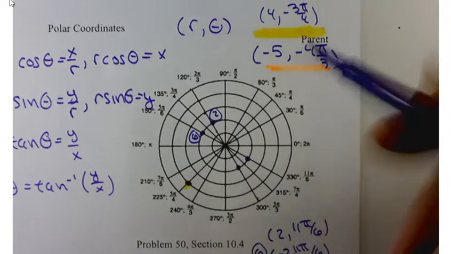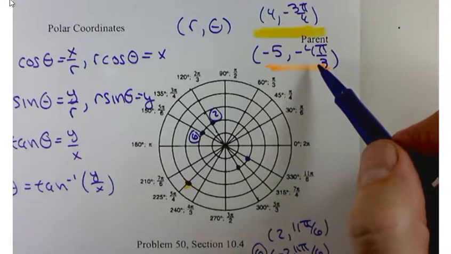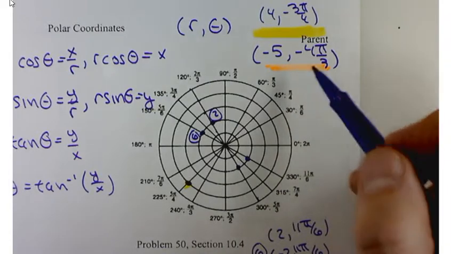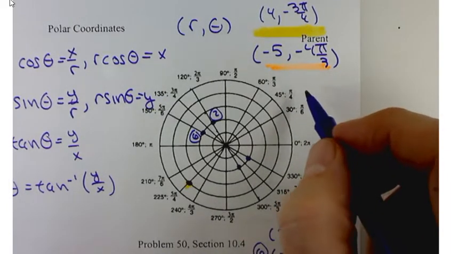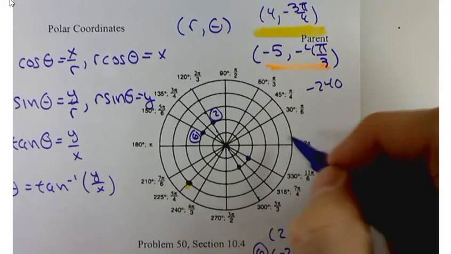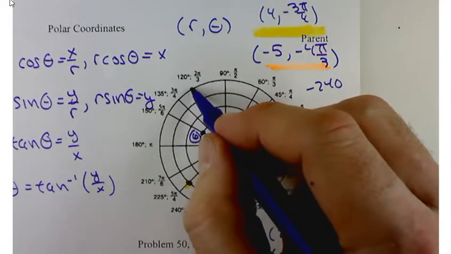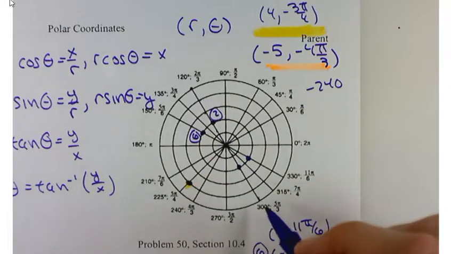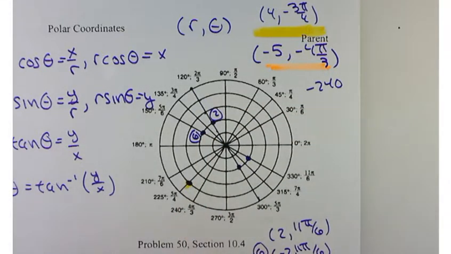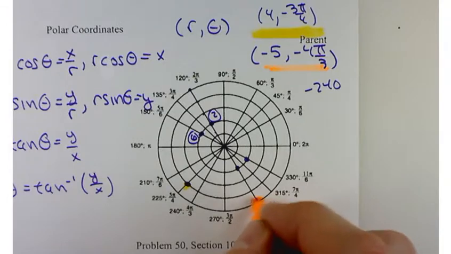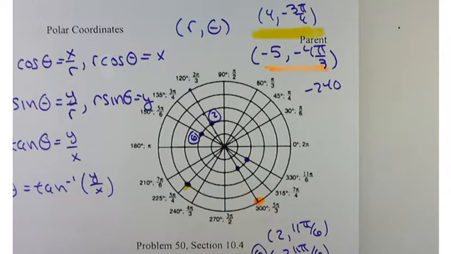Let me just double check that. -4 pi over 3. That's equivalent to a negative 240 degree angle. So that'd be a negative 240 degrees. Would put you here at 120 degrees. Point to 5 would be here, but we've got -5. So I'm thinking it should be right here for that point. Okay.